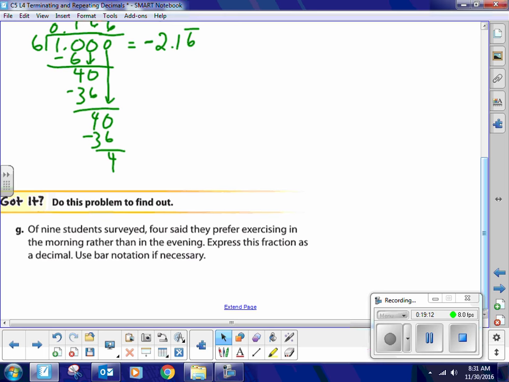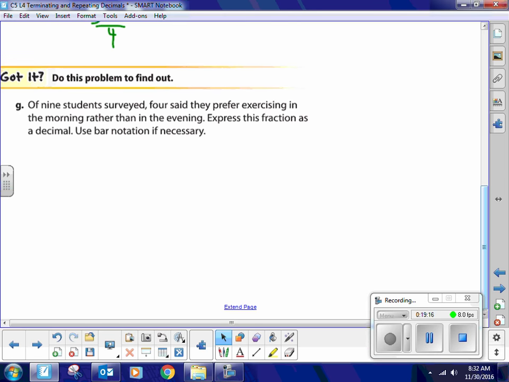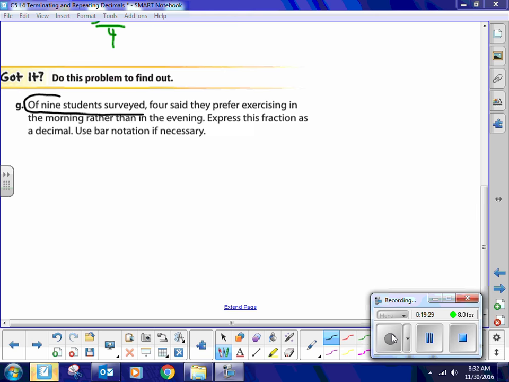It says here that of 9 students surveyed, 4 said they preferred exercising in the morning rather than the evening. Sorry about that. I wish they gave me better warning about that. Express this fraction as a decimal. Use bar notation if necessary. Of 9 students surveyed, 4 said. Okay? So 4 out of 9. If you can't figure that out by now, you have much bigger problems.